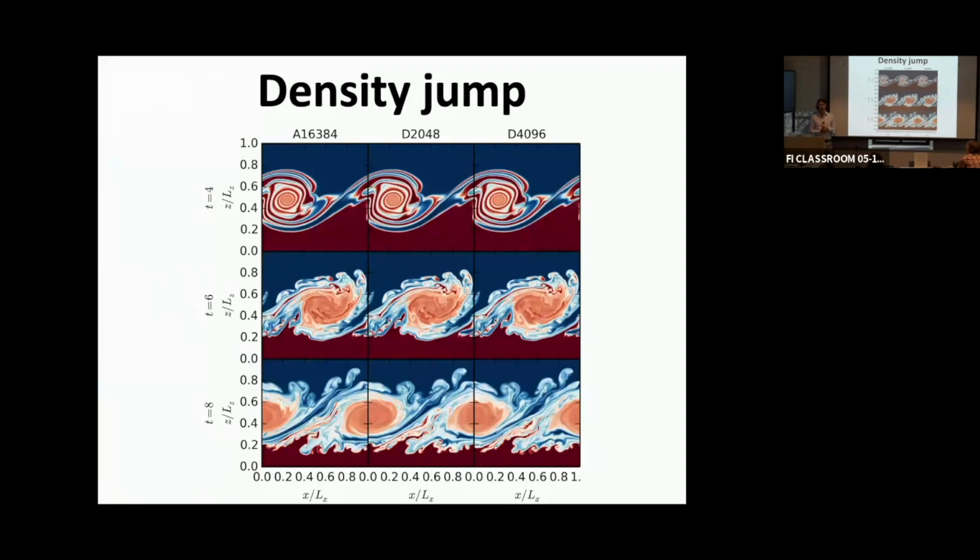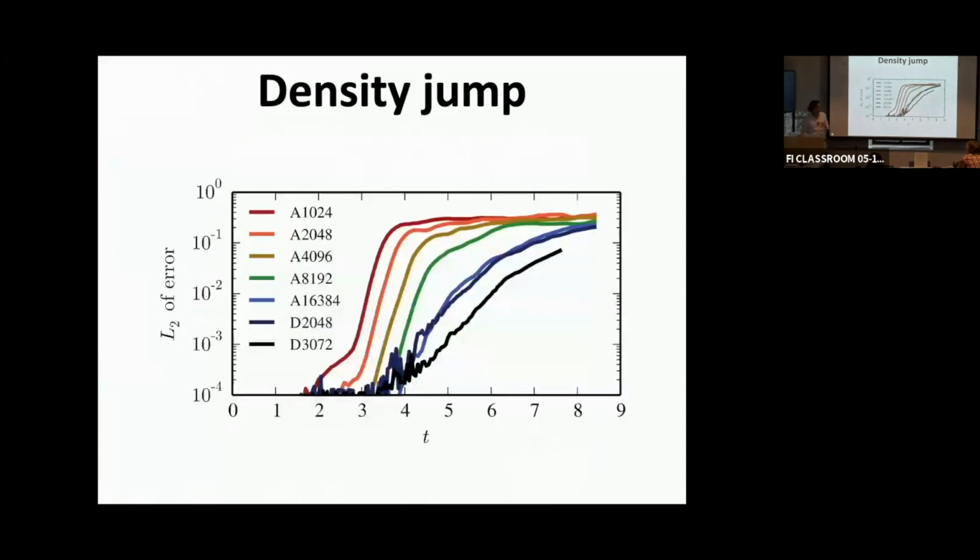Yep. But the thing is that from this kind of convergence, you can estimate what would be the error of that high resolution simulation, and that's much smaller than these errors here. So we think that this is a good estimate of the real error.